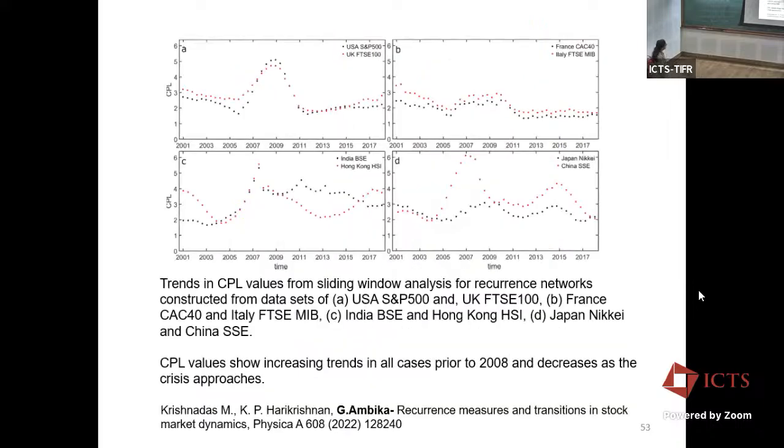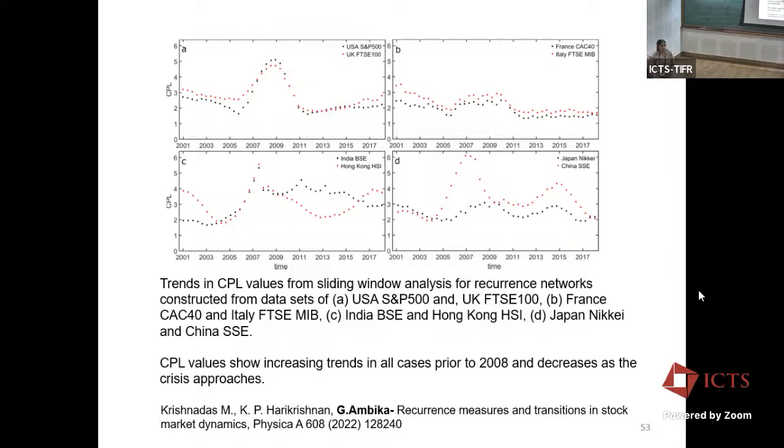Now here, this is the CPL measure versus time. We are showing in pairs: USA, one market in USA, UK, India, Hong Kong, and then Japan, China, France, and Italy. So you see, before 2008 itself, you can see that there are some changes happening in these measures. CPL value goes on increasing, which, as we said in the previous day, increasing trend in CPL means there is some stochasticity coming into the system.